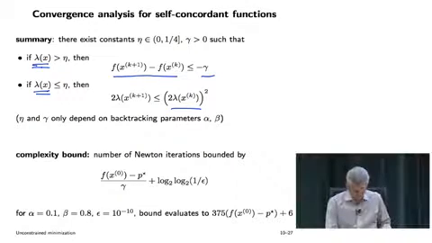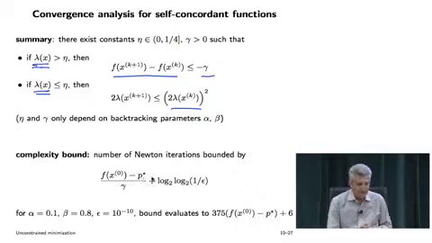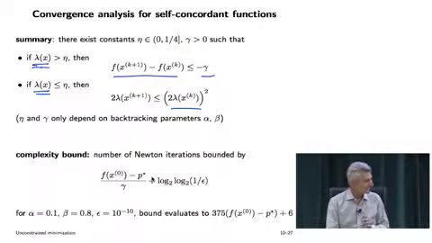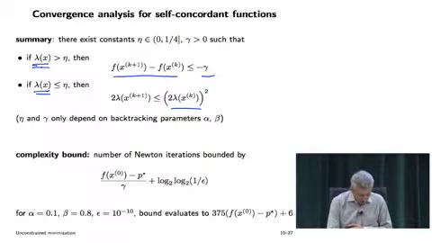And so the complexity bound you get is shocking. It's just this: f of x0 minus p star, that's how suboptimal you start, divided by gamma, plus log 1 over epsilon. That's it. There's absolutely no constant in there you do not know. It's just a number of bounds. Okay.